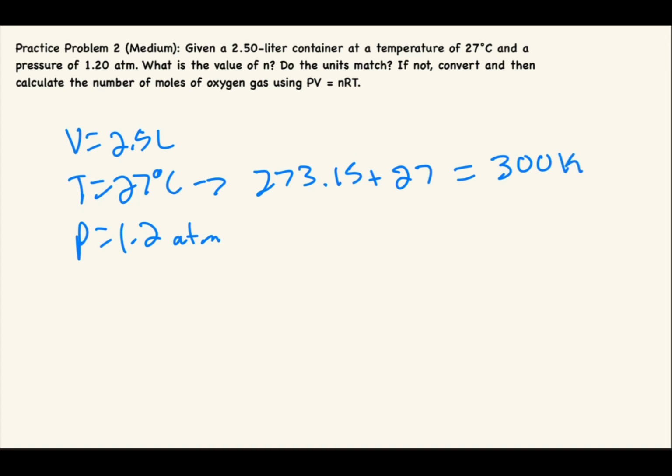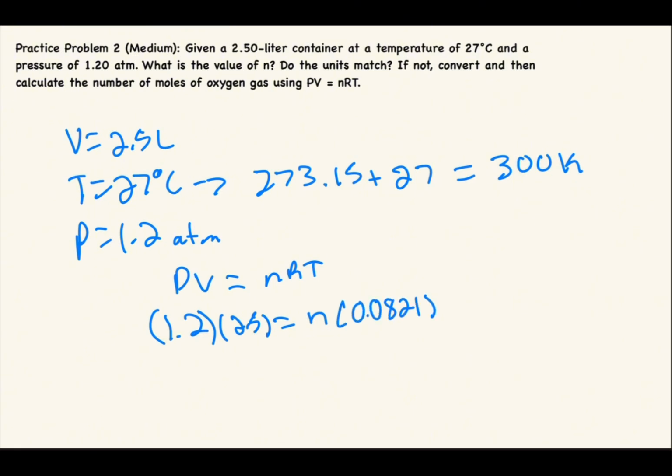And then from there, we'll just plug and chug. So we'll say, okay, using our equation, PV equals nRT, 1.2 times 2.5 equals N, and R is going to be 0.0821, and then it's multiplied by 300, because that is our temperature, and from there we'll just solve for N.